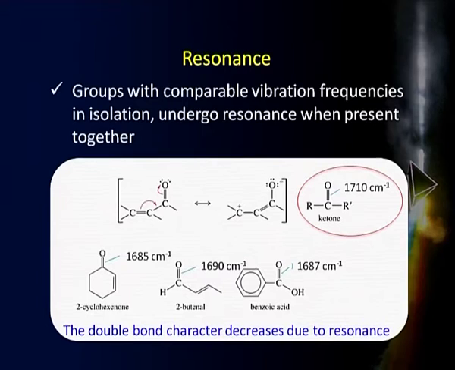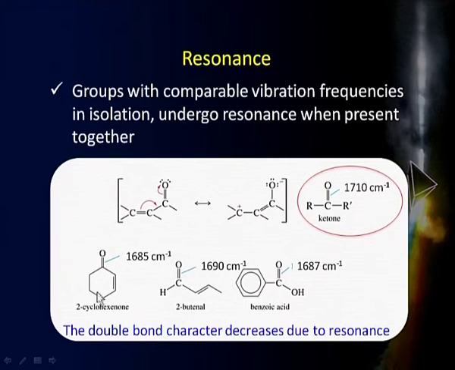As a consequence, since the double bond character reduces, that means the force constant or the bond strength decreases. As a consequence, the vibrational frequency also decreases, because in this case the reduced mass is not getting altered by the resonance. Because of resonance, it is the force constant or the bond strength which is getting reduced, and thereby the vibrational frequency also comes down.